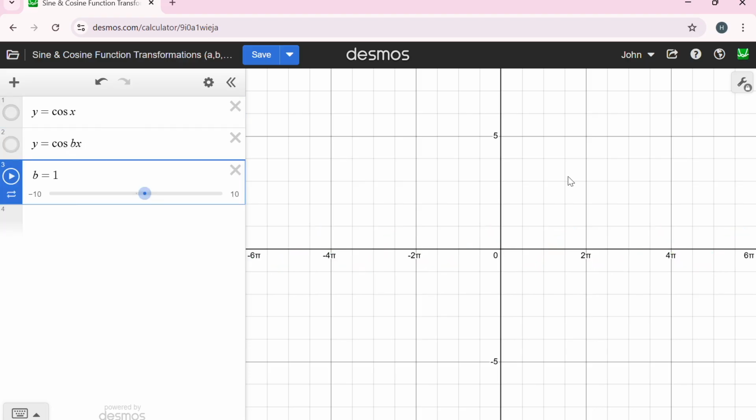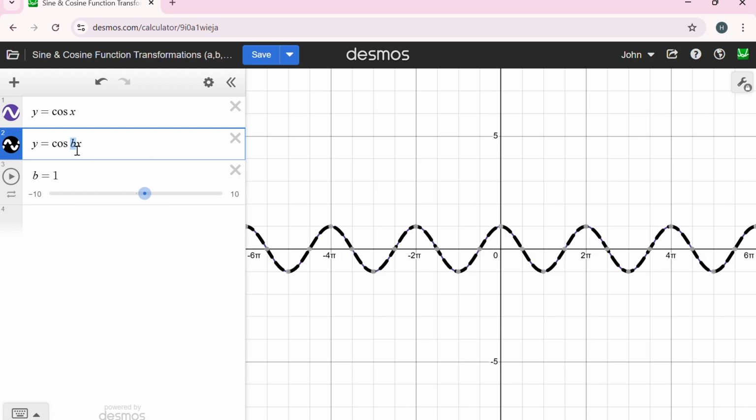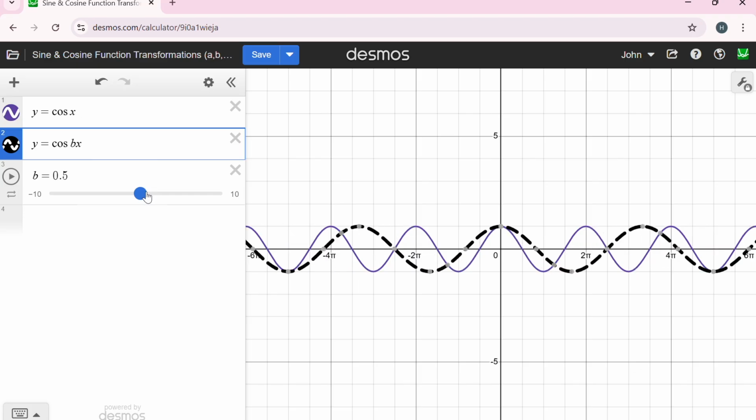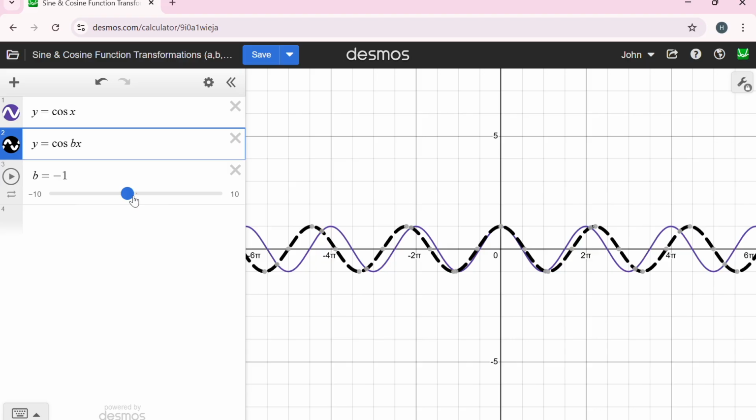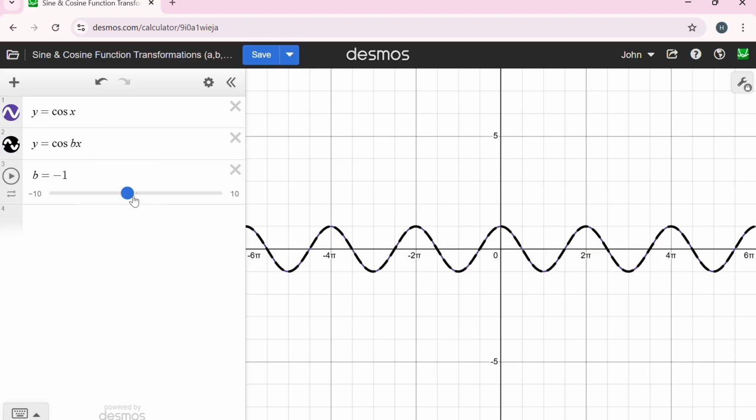Next one, I have y equals cosine of x, our base function. Let's turn it on in purple. And you can see that y equals cosine of b of x. Let's turn that b value into negative 1. So let's reflect it across the y-axis. And what happens? The two graphs line up.